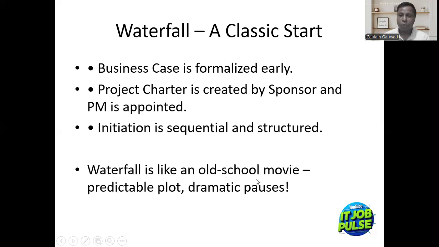Waterfall is like an old school movie, predictable plot, dramatic pauses, right? It's planned activity, but as we know, plans are not followed, plans are meant to be broken, the way we say rules are meant to be broken. I mentioned here it is sequential and structured, but sequence may change, structure may change. But remember, PMI rules: initiation is sequential and structured.